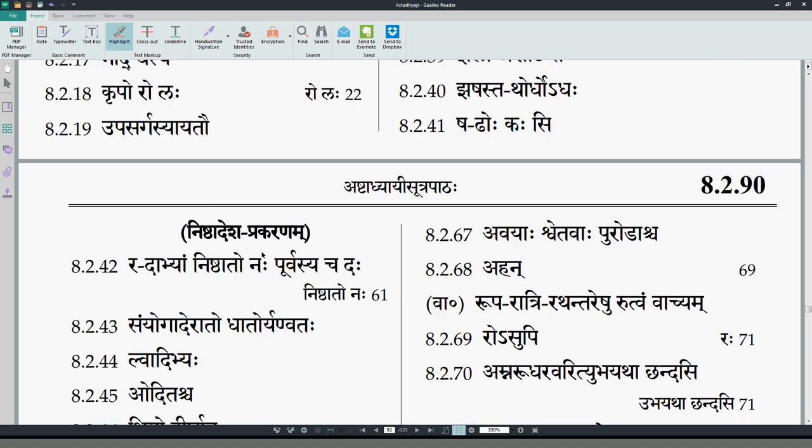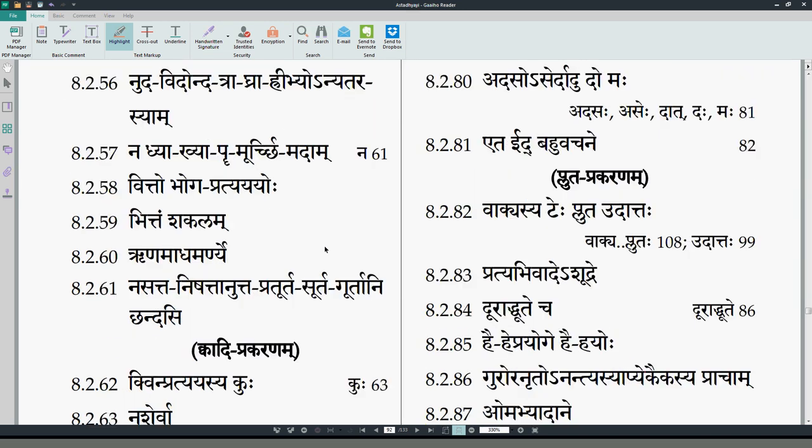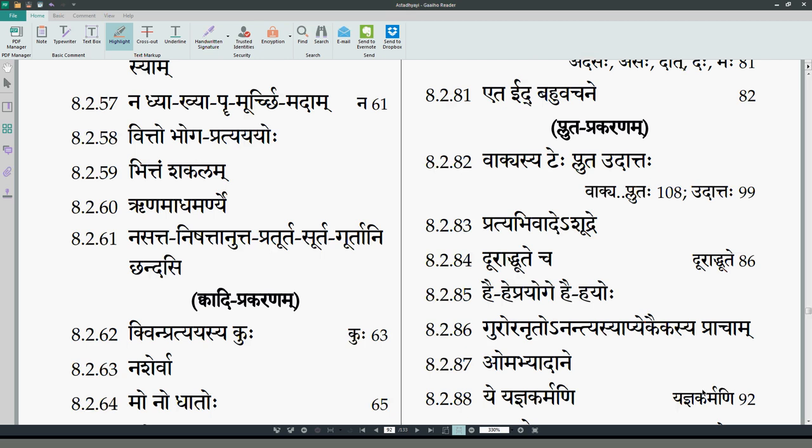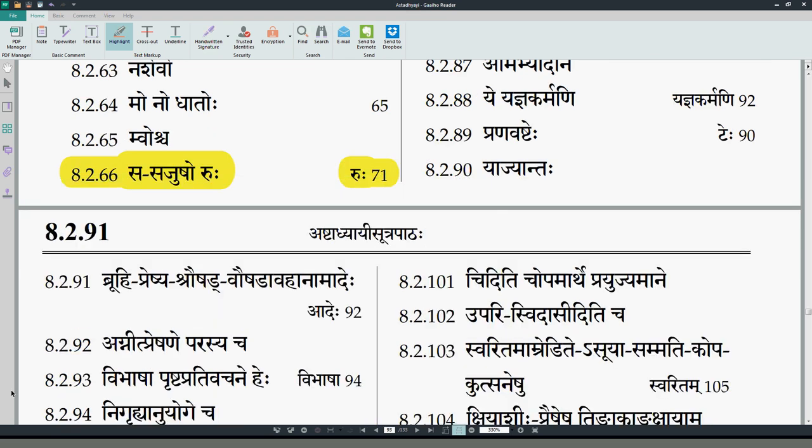Okay. There is some error in this book, I think. Just let me check with Kashika. It has to be Ruhu, I think, here. Yes, this is the Ruhu. I think there is an error here. This should be Ruhu. Sasajusho Ruhu.